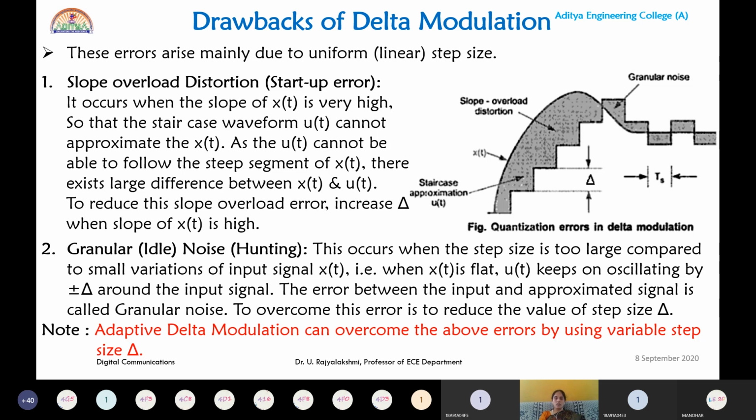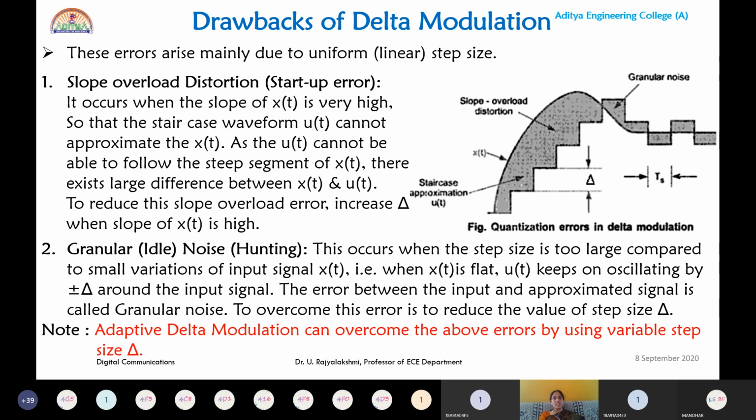Please make use of variable step size in order to overcome these two drawbacks. Because of these drawbacks in traditional or linear delta modulation, the SNR is poor compared to PCM. So what is the main drawback of delta modulation due to these two errors? Its SNR will reduce. Even though you are reducing the channel bandwidth, which is the positive point, the negative point is that SNR will reduce because of this kind of errors.